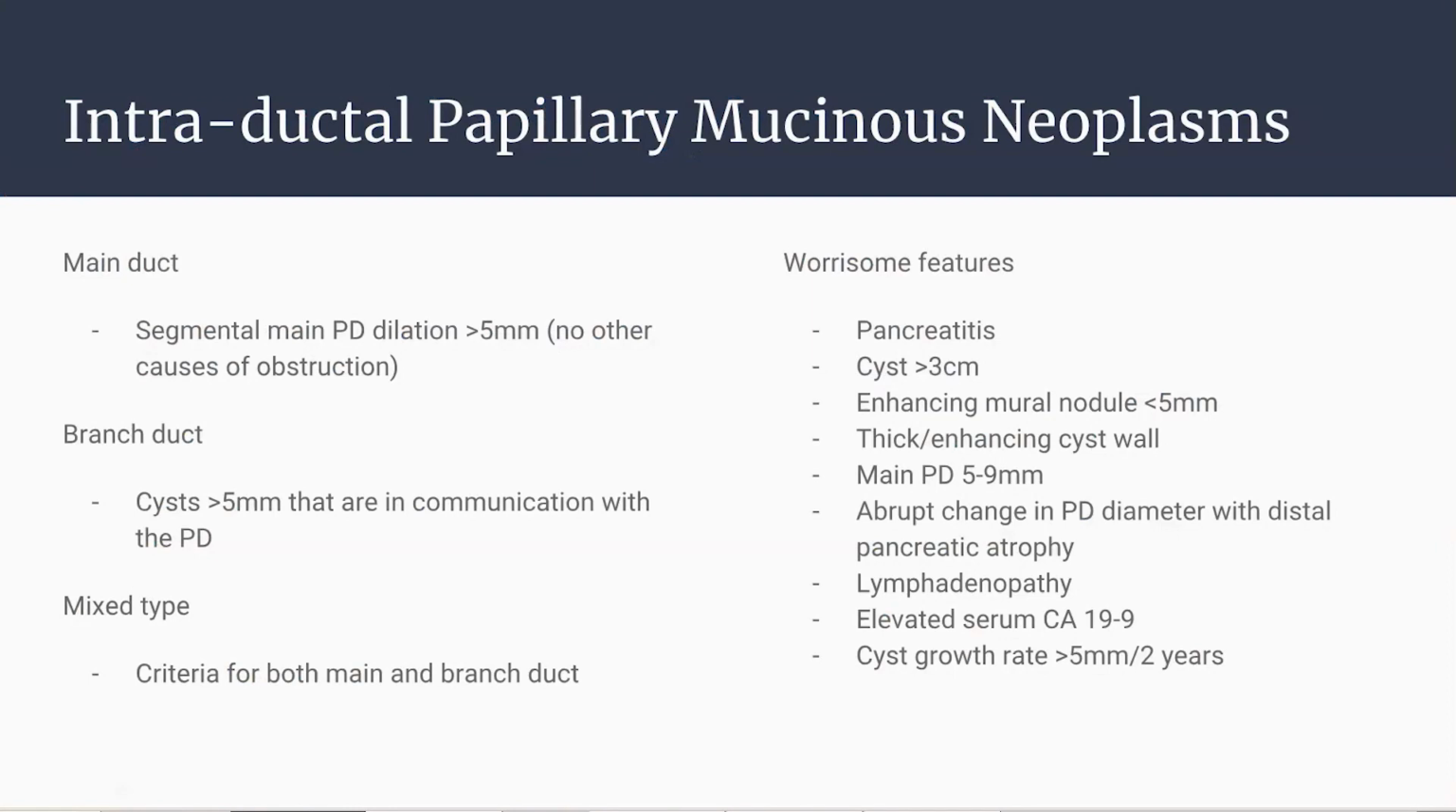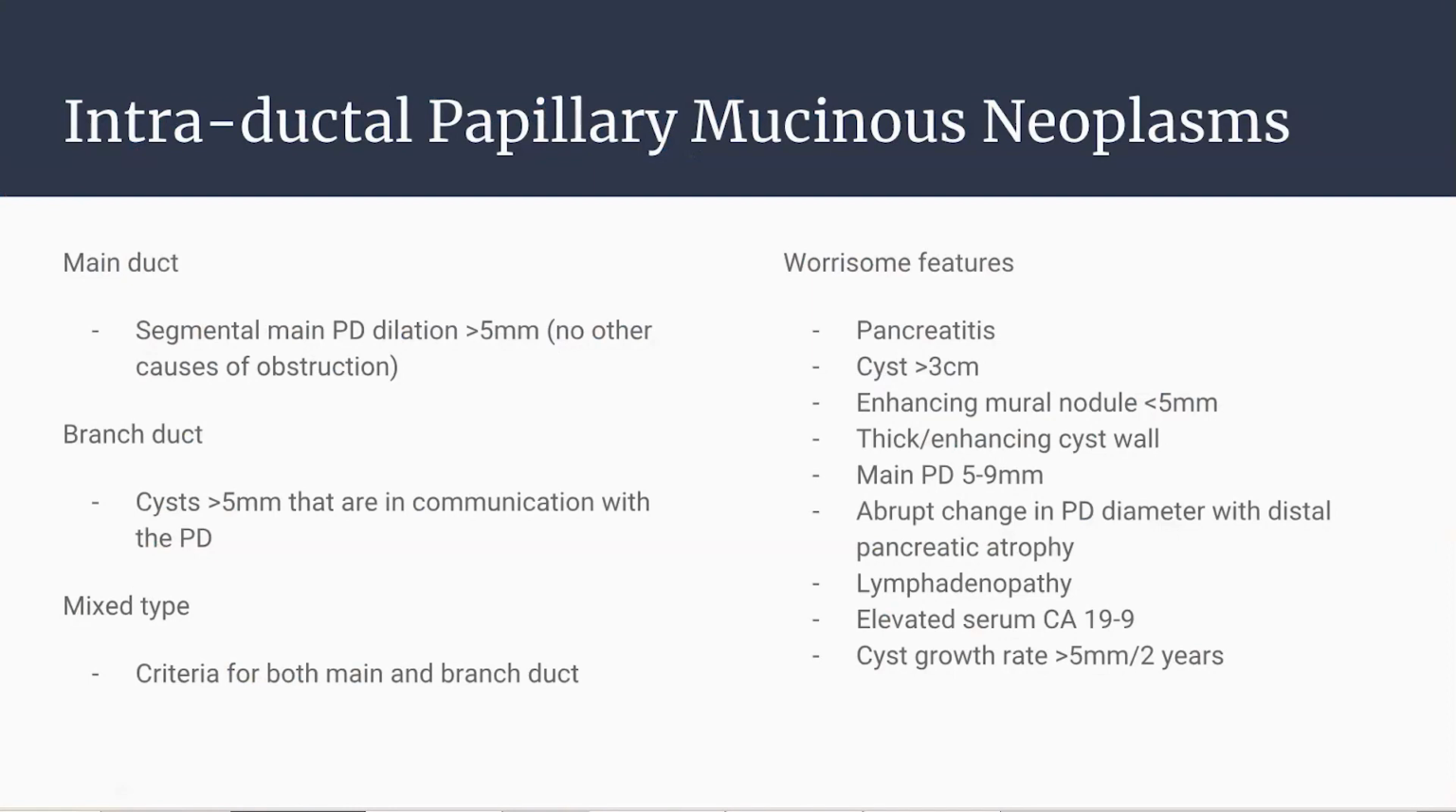We often use the Fukuoka guidelines. They are updated every 4 years, most recently in 2017. Main duct IPMN is defined as segmental main pancreatic duct dilation greater than 5 millimeters with no other causes of obstruction. Branch duct IPMN consists of cysts that are greater than 5 millimeters that are in communication with the pancreatic duct. Mixed type IPMN meets criteria for both main and branch duct.